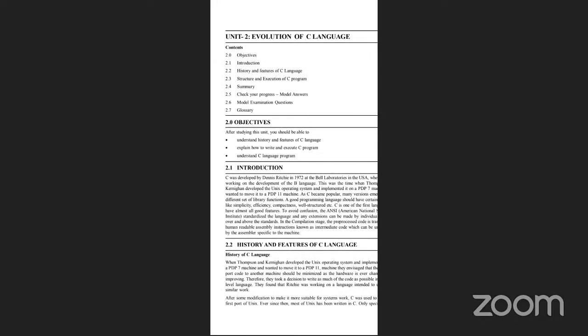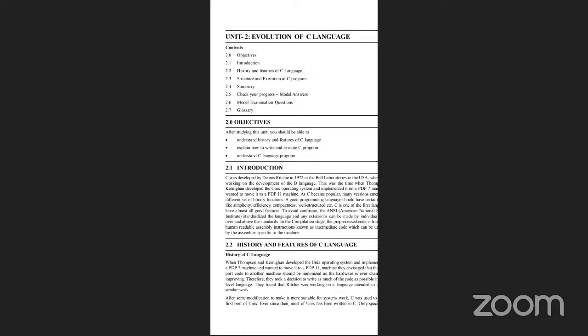Next unit is evaluation of language. Here some steps of the main objective and introduction, history and features of C language, structure and execution of C program, and summary. Some questions, model questions, and glossary. Okay, these we can discuss now.